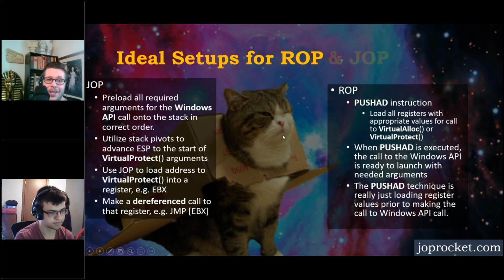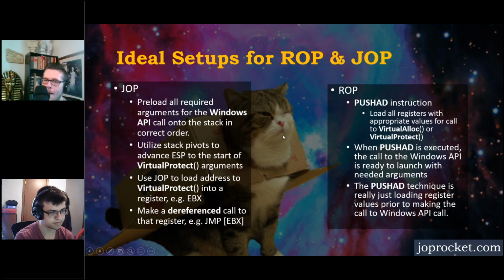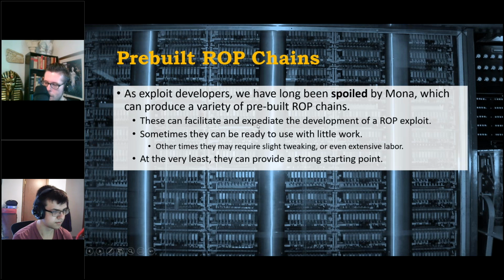With JOP, it's actually much, much easier. Don't have to mess with setting up registers for parameters. Instead, you could just preload all the arguments and directly dump them onto the stack. Then you just get your VirtualProtect or VirtualAlloc pointer, dereference it, and then make a jump. And literally that simple. So a lot less moving pieces than ROP. Again, ideal circumstances.